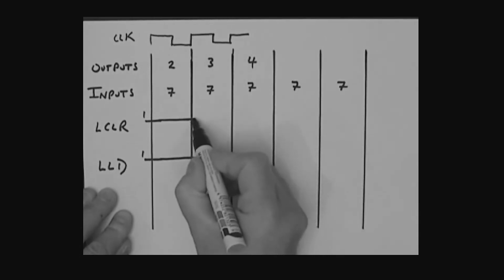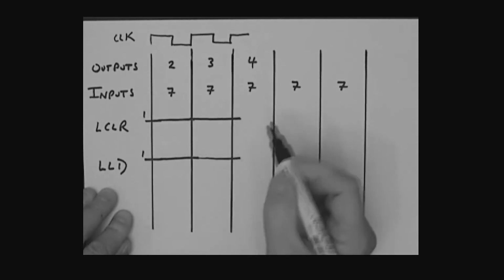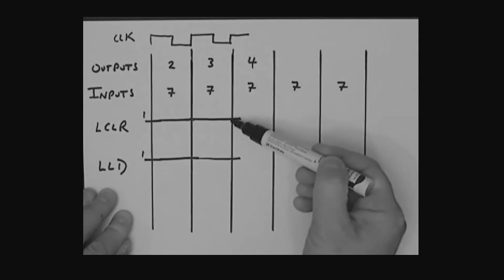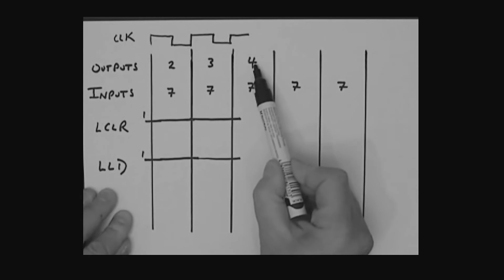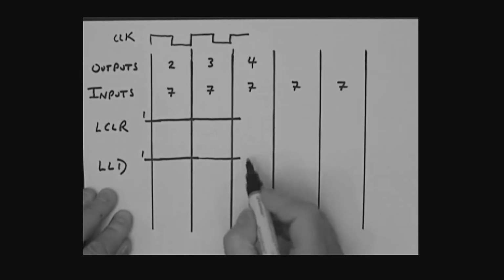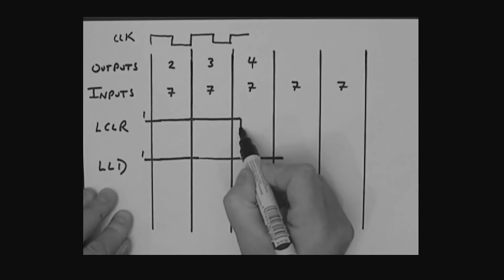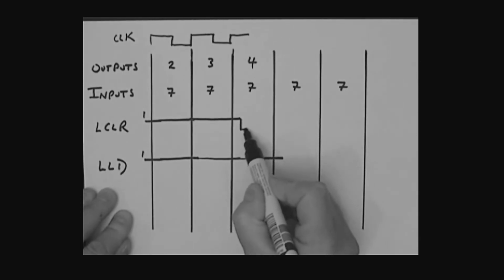All right, let's hold the load high. Let's hold the clear high. So when you get this next clock edge, we're not clearing, we're not loading, and so the counter simply increments to 4. So we've now got 4 sitting in there. Let's continue to hold the load high, but let's now pull down the clear. So we're going to perform a clearing operation.